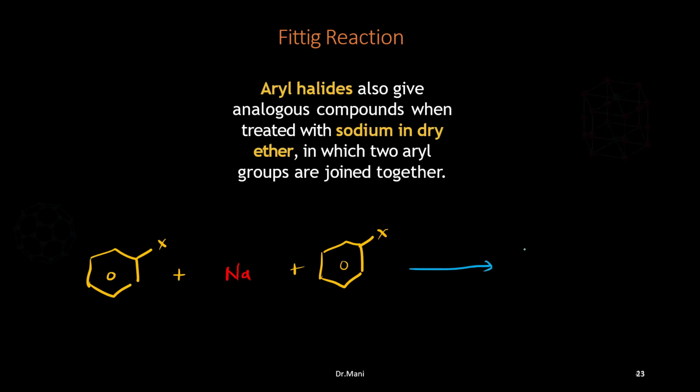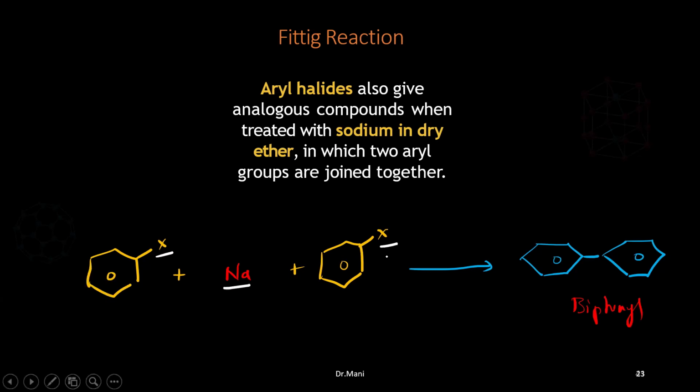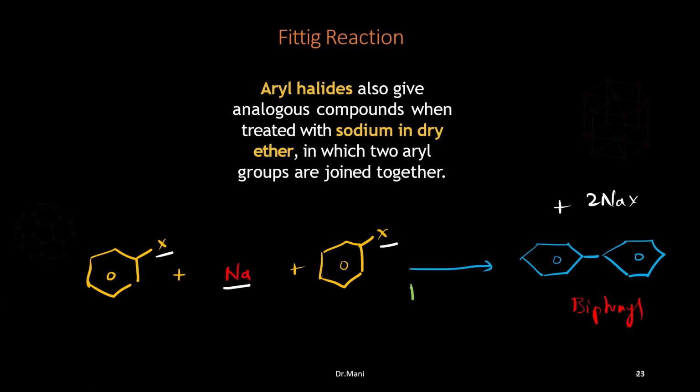So see here. There are two phenyl groups that are attached together. You can call it as the biphenyl. And whatever the Na, X and X, that will turn out to be 2NaX. And remember, we also use certain reagent here. That's a dry ether. In presence of dry ether, you are doing this.